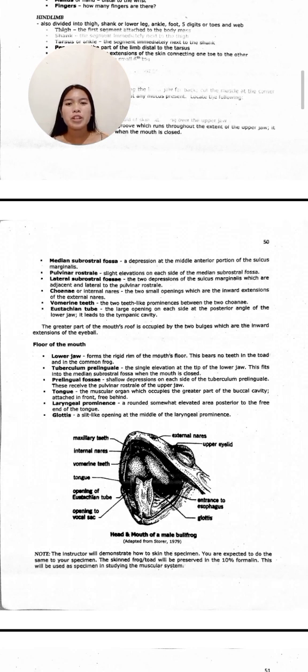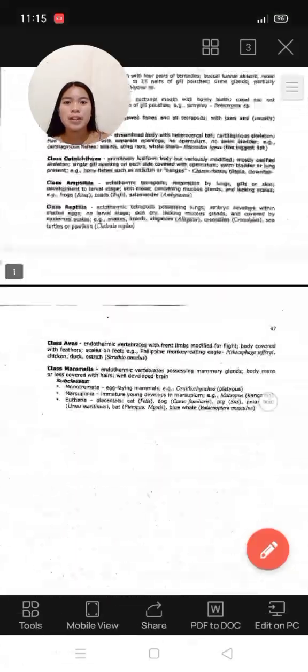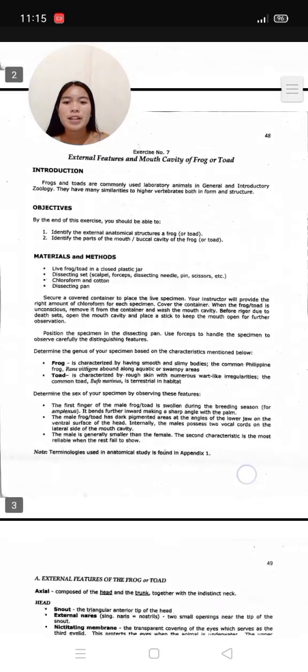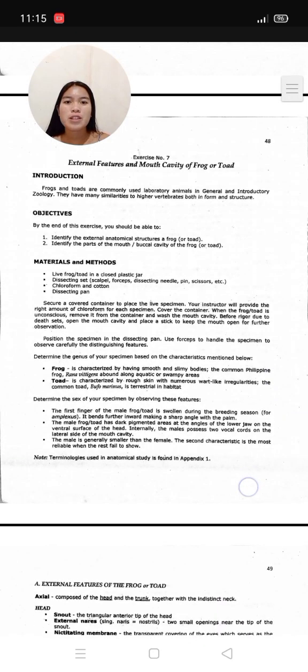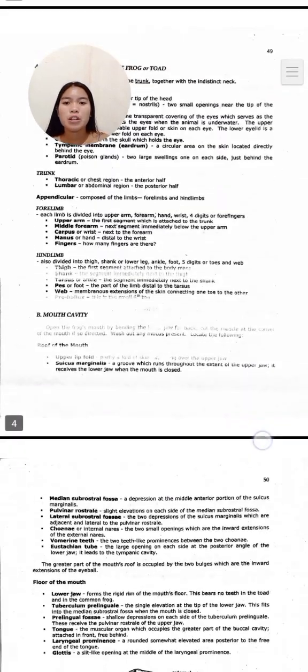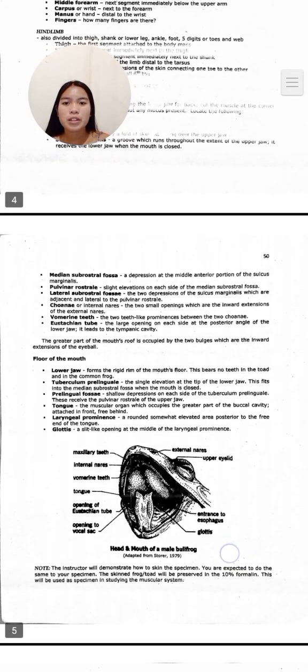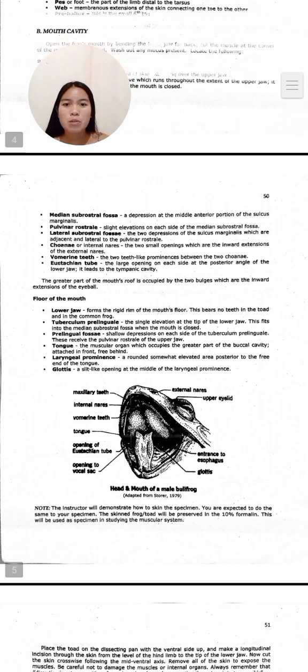We're going to continue our discussion. Exercise number 7 is the external features and mouth cavity of frog or toad. So, median subrostral fossa, a depression at the middle anterior portion of the sulcus marginalis. So, muna siya, ang median subrostral fossa.